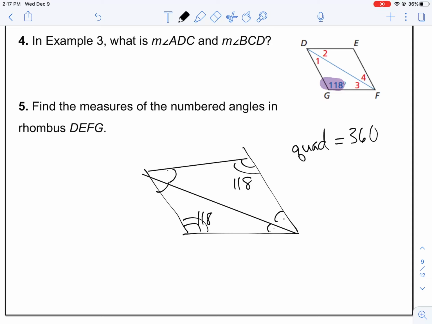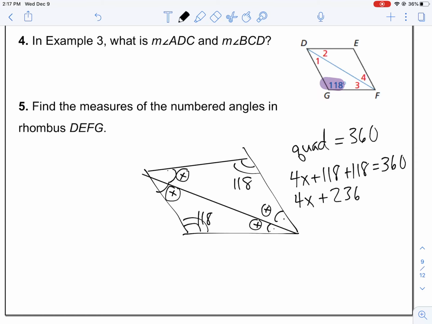But I don't know what any of these other four are. But they're all the same, so they can all be x. Well, how many x's do we have? 1, 2, 3, 4. So I have 4x plus 118 plus 118 has to equal 360. Might need a calculator for this one, so I'm going to go ahead and get my calculator ready. And I've got 118 plus 118, 236. So I've got 4x plus 236 equals 360.